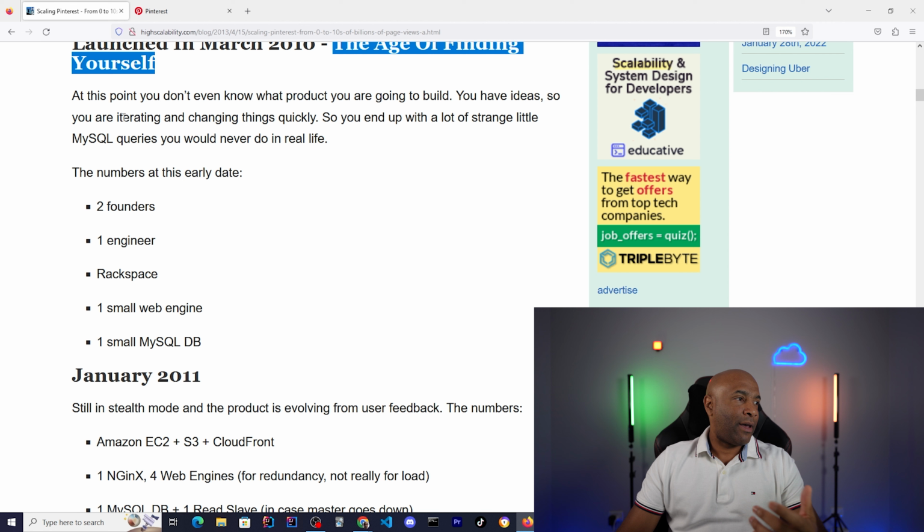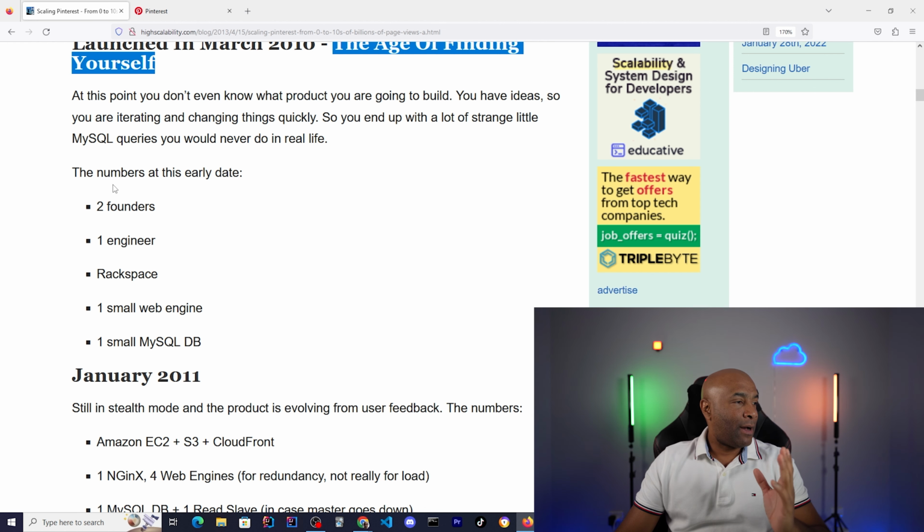And that is what we're going to see right now, which is the timeline from when they started until the point where they found out it was a good platform, when they kind of finished their experimentations and their trials. So they launched in March 2010, and they call it the age of finding yourself. At this point, you don't even know what product you are going to build. You have ideas, so you are iterating and changing things quickly. So you end up with a lot of strange little MySQL queries you would never do in real life. I know how that feeling is.